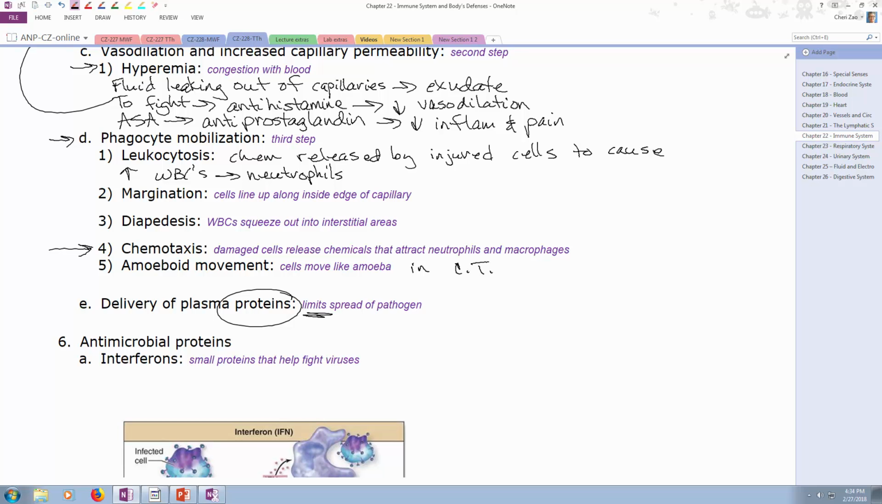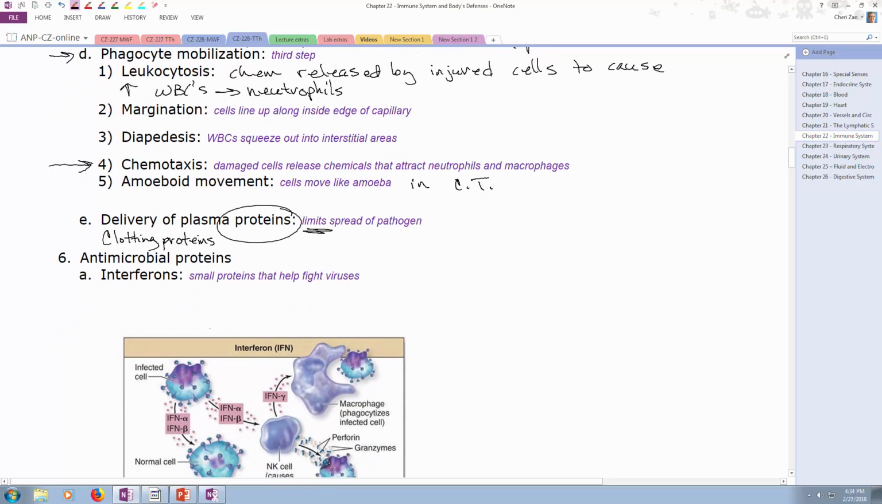Besides our clotting proteins, I often call them clotting factors because it's factor 10, factor 2, factor 5. You guys remember all that, and calcium, and platelet factor 3. All those are very important in the initiation of our clotting cascade. So we have clotting proteins that are part of the plasma proteins that I'm talking about.